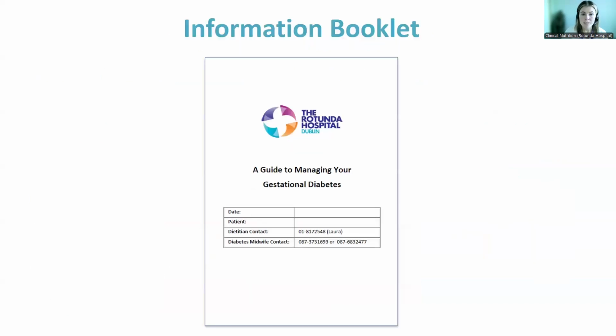So I want to let you know that all of the information around eating and drinking for gestational diabetes, physical activity and monitoring your blood glucose levels is in this booklet called A Guide to Managing Your Gestational Diabetes. This booklet is available on the Rotunda website, but it's also available in your glucometer pack. So whenever you get your machine for checking your blood glucose levels, this booklet will be in there as well.